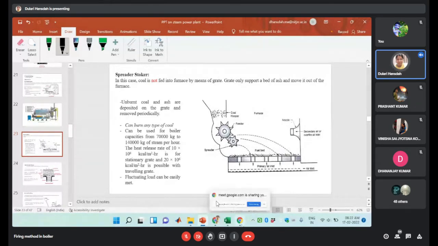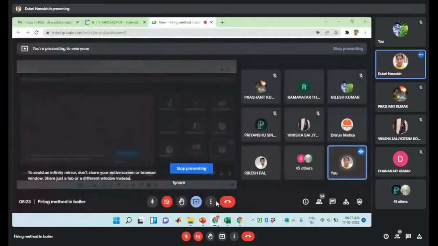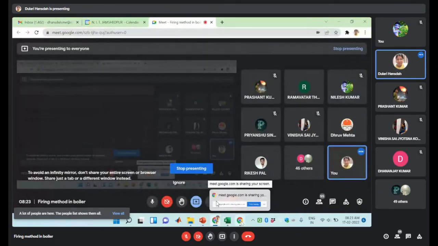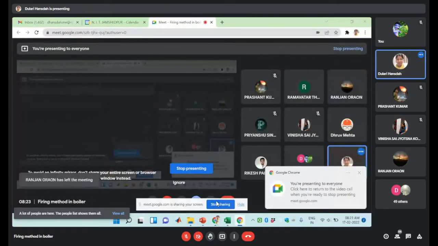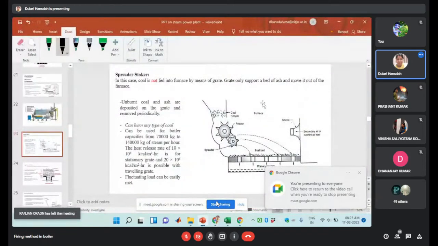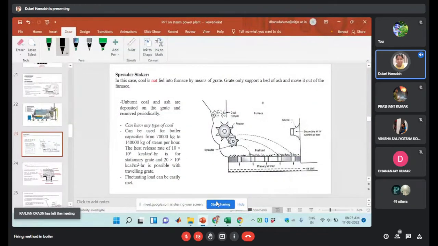So from low quality to high quality type of coal. Here the boiler capacity will range from 70,000 kg to 1,40,000 kg of steam per hour, and the heat release rate is about this much. And this is mostly suitable for fluctuating load, which it can easily meet. So this is about the spreader stoker.